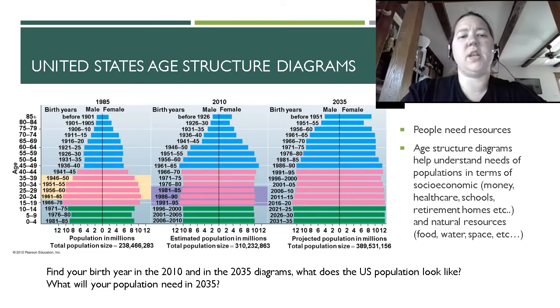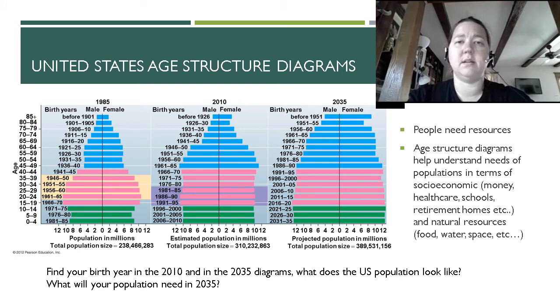Then we have these things called age structure diagrams. So people need resources. And so age structure diagrams help demographers understand what the population needs in terms of socioeconomic considerations, money, healthcare, schools, hospitals, retirement homes, that kind of stuff, or in this case natural resources, food, water, space, energy, that kind of stuff. And so here are 3 age structure diagrams.